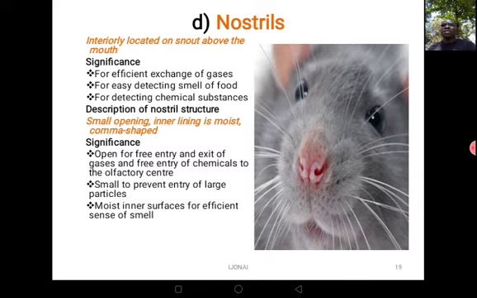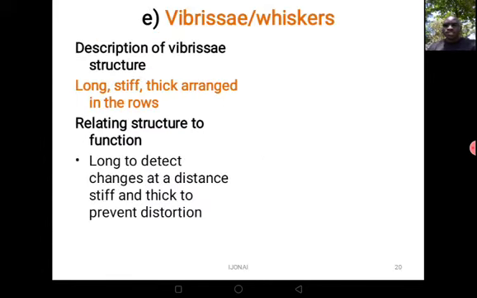Remember, usually these chemicals are only detected when they're in solution. So when it is moist, they are able to dissolve, and the chemoreceptors can easily detect them in solution. And then they are small to prevent entry of large particles that may obstruct the nose, our respiratory system. Okay, let's move on to the vibrissae or the whiskers.